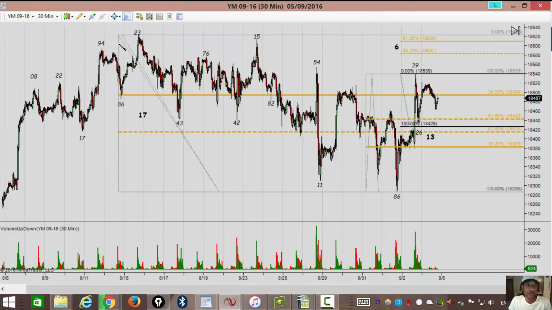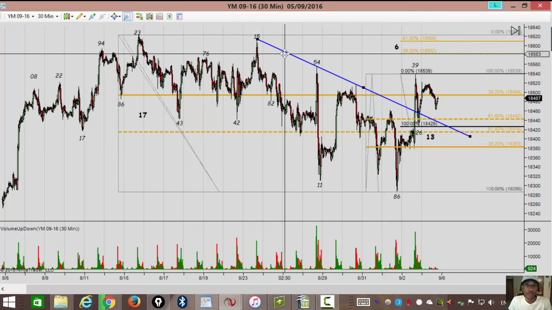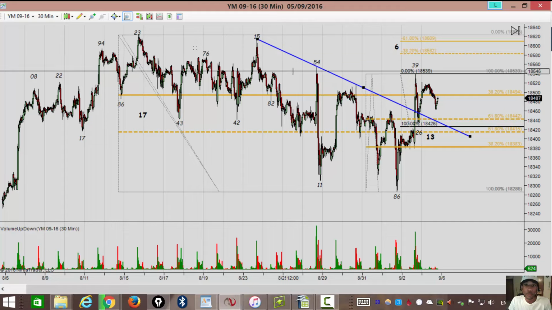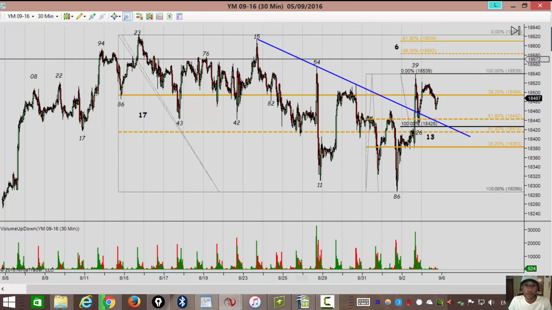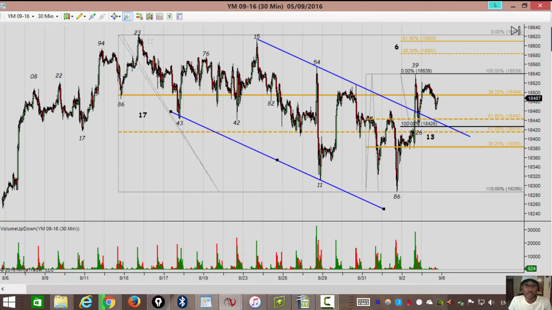So first off, you've got this channel. If you draw across, this is a half hour chart of the YM, the September 16 contract. We copy this line and then stick it over here, and you'll see that this is roughly a channel. So we've been in this channel for several days since the 15th of August, and now we're in the early days of September.